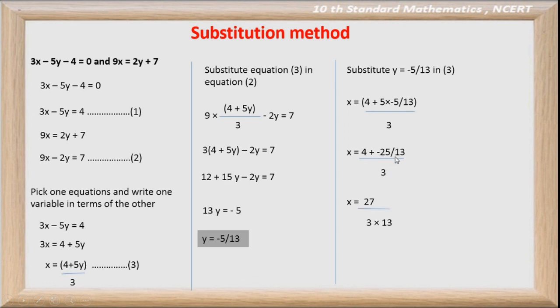Now 13 into 4 plus minus 25, we'll get 27 by this 3 and this 13. So 3 and 27 will get cancelled. 3 nines are 27. So we'll get x equal 9 by 13. Hence the value of x is 9 by 13 and the value of y is minus 5 by 13.